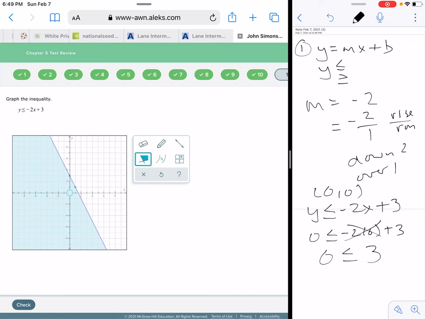If it would have made it false, we would have shaded the other side. The other trick you can use is if it's less than, it's always going to be below the line. So if you think of this line as going this way, this would be below it. Some people don't quite see it that way, but I do, so that's an easy way for me to think of it. So let's do another one.